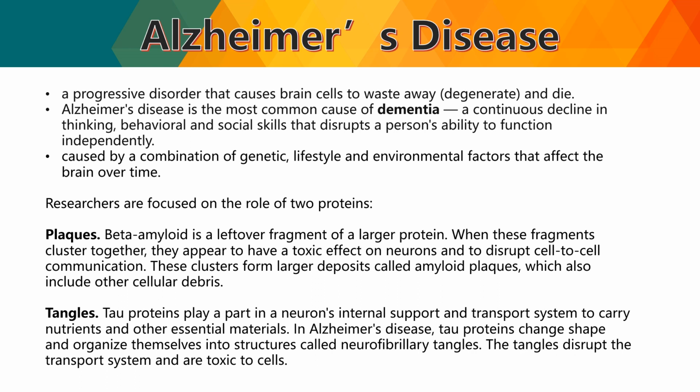And then the second one is the presence of tangles. So tau proteins play a part in a neuron's internal support and transport system to carry nutrients and other essential materials. In Alzheimer's disease, tau proteins change shape and organize themselves into structures called neurofibrillary tangles, and the tangles disrupt the transport system and are toxic to the cells. Okay, so in the diagnosis of Alzheimer's disease, usually doctors and even researchers have proven that they can see plaques and tangles in the neurons of a person which has Alzheimer's disease.